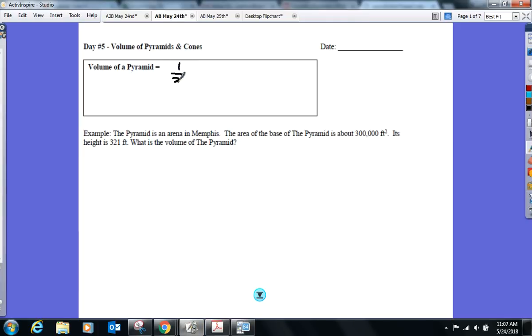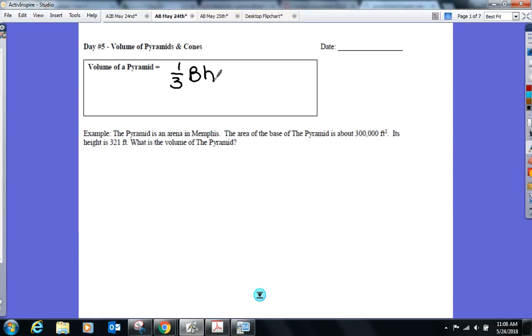1/3 base height. Very familiar, right? Everyone remember, I cover up the 1/3. What's that a volume for? Prisms, right? And this is exactly what it means: if you take a prism and a pyramid with the same height, and let's say you fill one pyramid up with water, you can fit 3 of them into the other prism. That's what that 1/3 comes from. All right, 1/3 BH. Here we go.